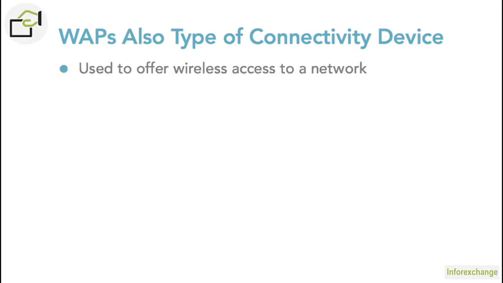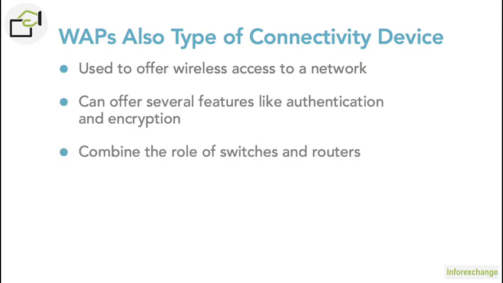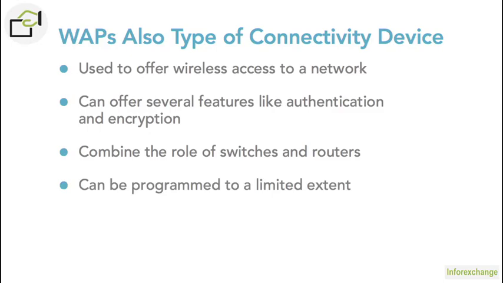When used as a connectivity device, what the wireless access point does is it is used by a corporation to give their end users access to the corporate network. That may or may not result in also giving them access to the internet. When wireless access points are used as connectivity devices, they generally have several features built into them. Some of the features that have built into them for this purpose are things like authentication and the ability to encrypt the signals that are sent both to and from the wireless access point. Also, WAPs used in this capacity will generally combine the role of both a router and a switch, and like routers and switches, they can be programmed to a limited extent.